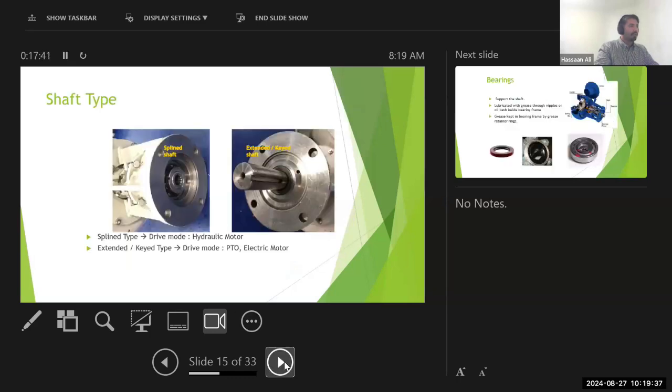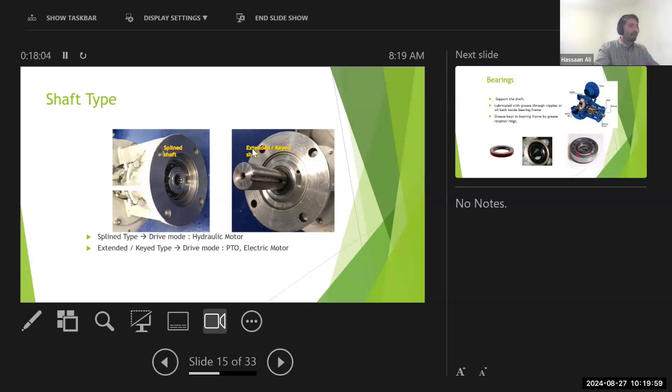There are two different types of shafts. The first is called spline shaft. The spline shaft has these small little teeth on it. And what will happen is that the male part of the shaft will integrate with the female part of the shaft over here. They are used primarily where there are very high torque applications and when you are connecting your pump with a hydraulic motor.